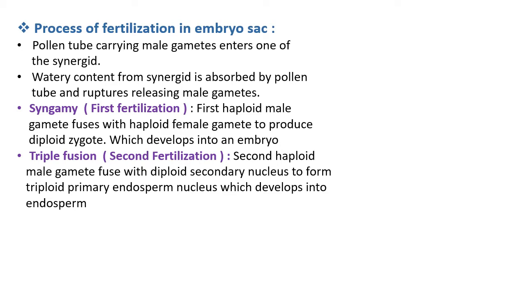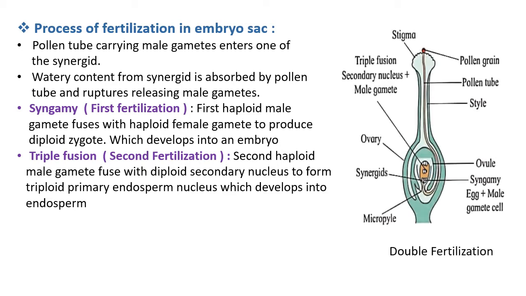In angiosperms, as there are two male gametes for the process of fertilization, fertilization occurs twice at two different places. Hence, it is called as double fertilization. The diagram shows the process of double fertilization.